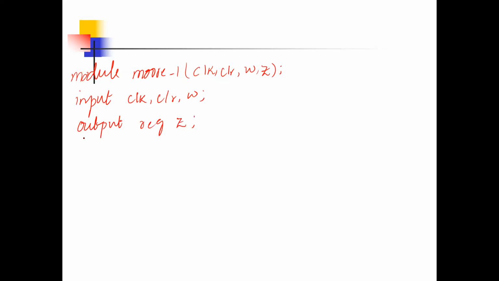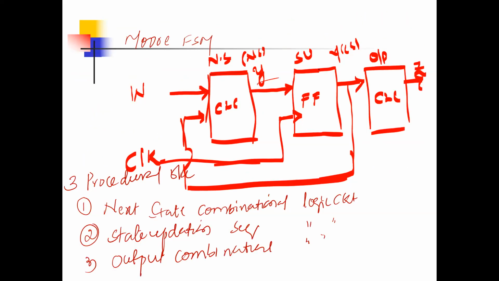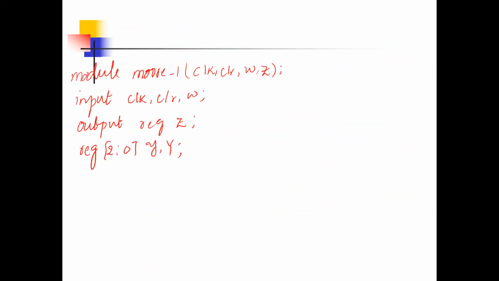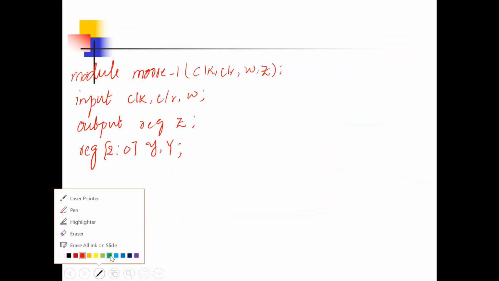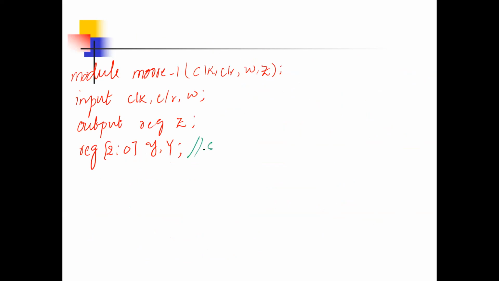One more thing I require is for the states A, B, C. So I will write reg [2:0] y, Y. That means small y and capital Y. These are the state variables generally, because in the circuit, small y and capital Y are the state variables. Small y is the next state and capital Y is the current state. So I can write them here as the state variables.